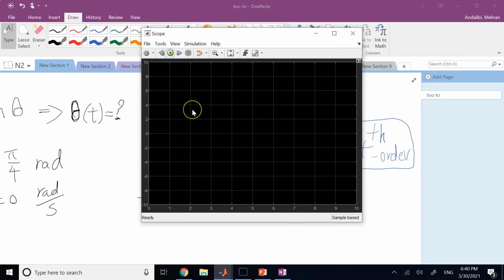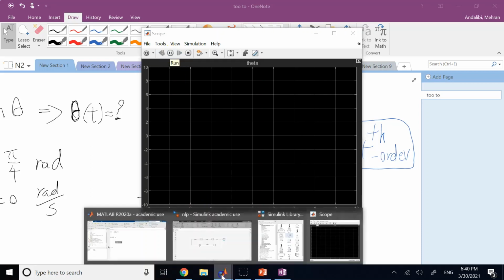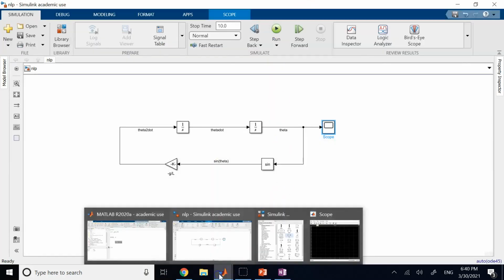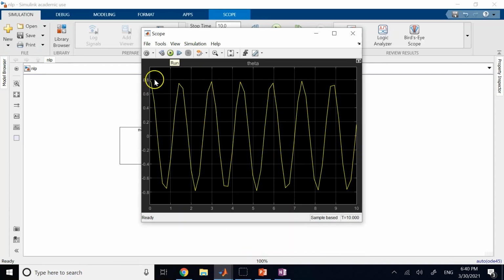Okay, so it didn't seem like it ran. Let me run it. You can, by the way, from the oscilloscope block, click on the run and run it from here. Okay, you don't need to necessarily run it directly in Simulink. You can run it from inside the scope block, and there we go. That's the solution, which we call quasi-periodic. It's not perfectly periodic.